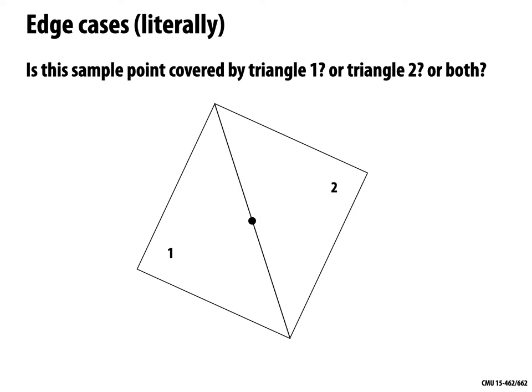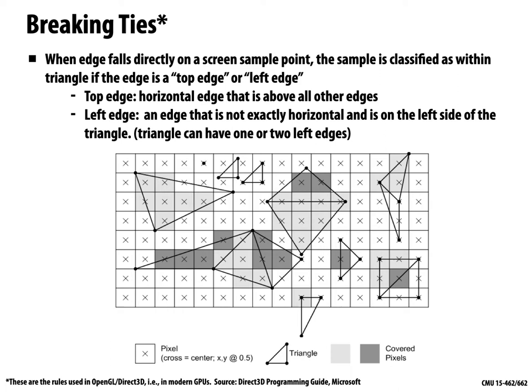It seems like a little bit of a pedantic problem, but actually if you get this wrong in real image generation, you can get some really nasty looking artifacts in your image. Things don't look quite right. And so people have thought long and hard about what is a good way to break ties when it comes to drawing triangles. So if an edge falls directly on a screen sample point, for instance, you could say the sample is classified within the triangle if the edge is a top edge or a left edge. So top edge meaning a horizontal edge that's above all other edges. A left edge is an edge that's not exactly horizontal, is on the left side of the triangle.